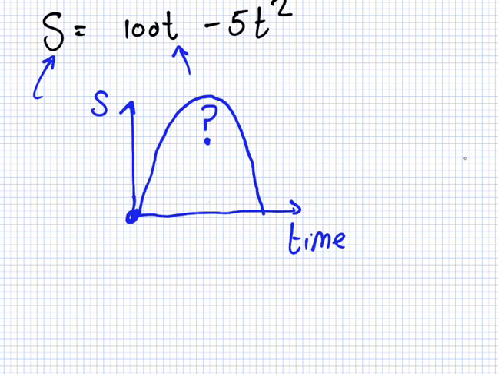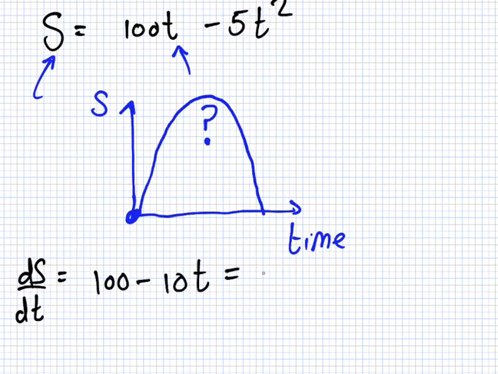Well, we know how to find the maximum. You need to know when the derivative is zero. The derivative here is 100 minus 10t, which needs to equal zero. So that means t equals 10. So that's the time when it's a maximum.